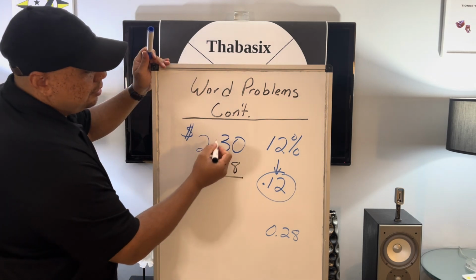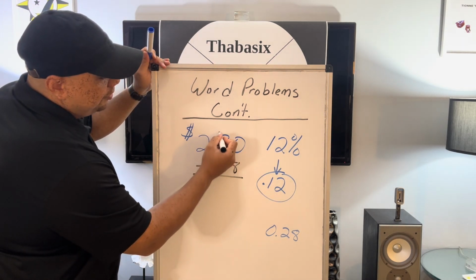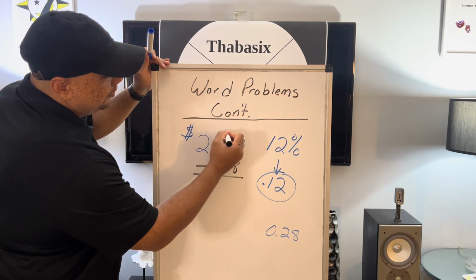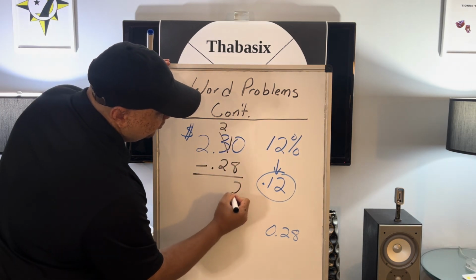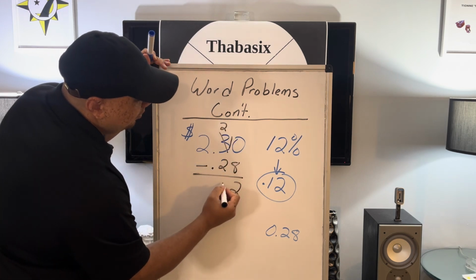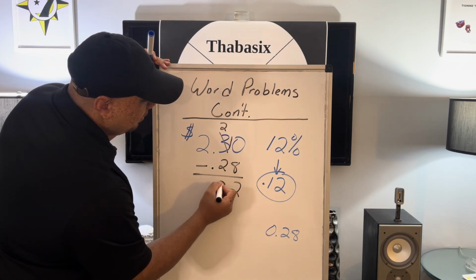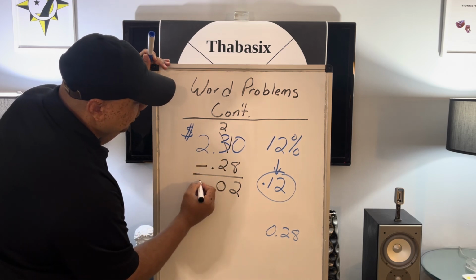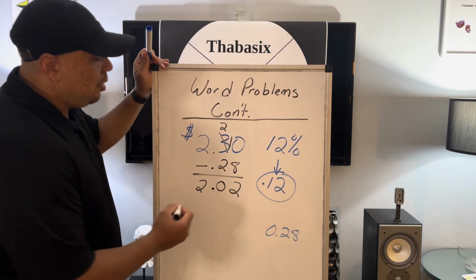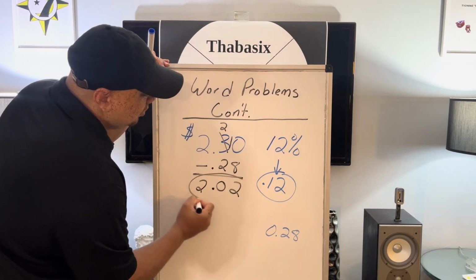Okay? So don't forget the borrowing. There's 0. You have to borrow. 3 becomes 2. 10 take away 8 is 2. 2 take away 2 is 0. Line these up. Closing stock price, $2.02.